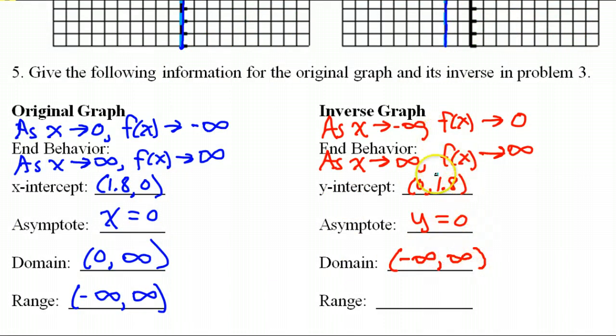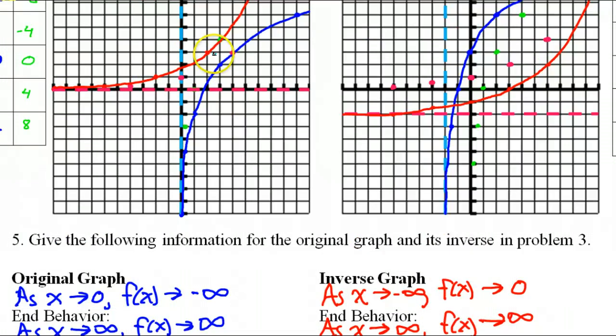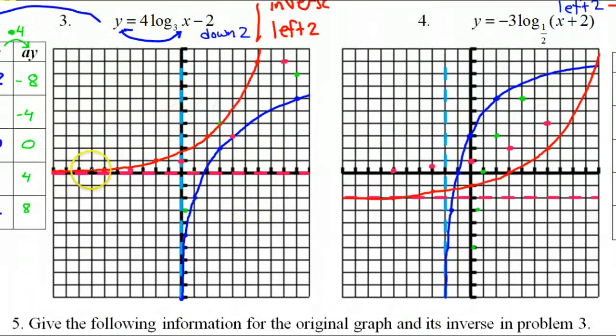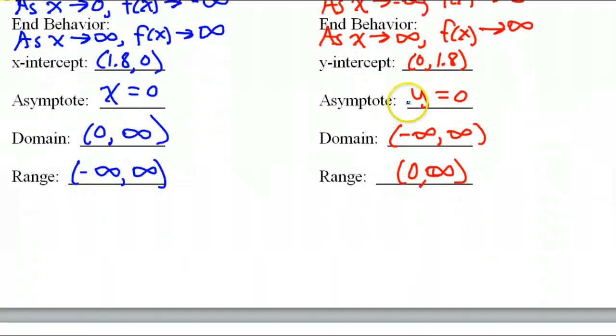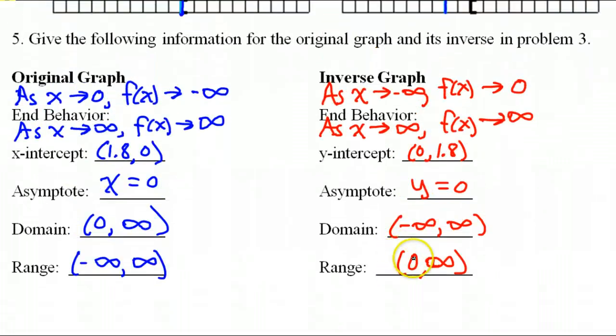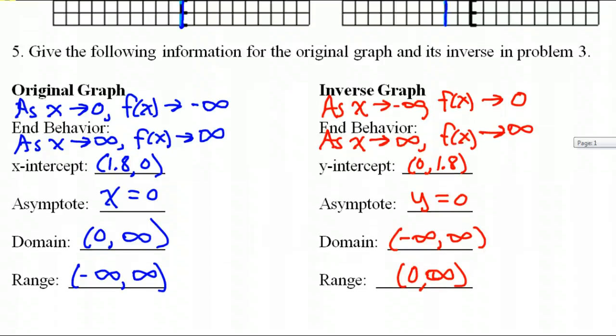And then the range is from bottom to top. Again, just look at the red. The bottom is 0, the top is infinity. So 0 to infinity. Make sure it's a round parenthesis because we don't want to include the asymptote, which we don't actually ever touch. So that is it for the front page. And I think I'm going to actually stop this video and make a separate video for the second page.